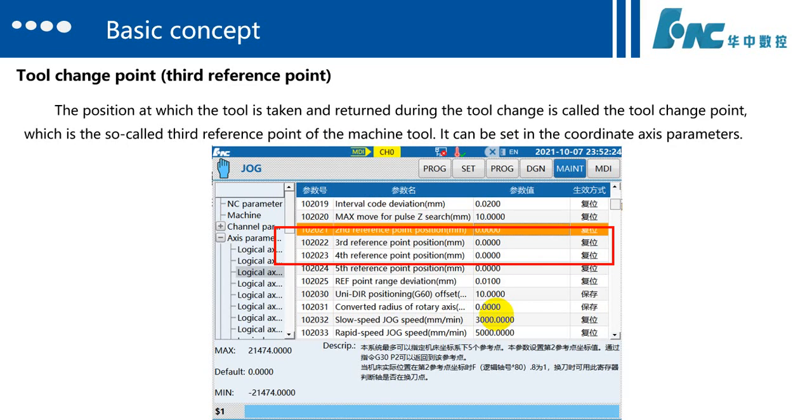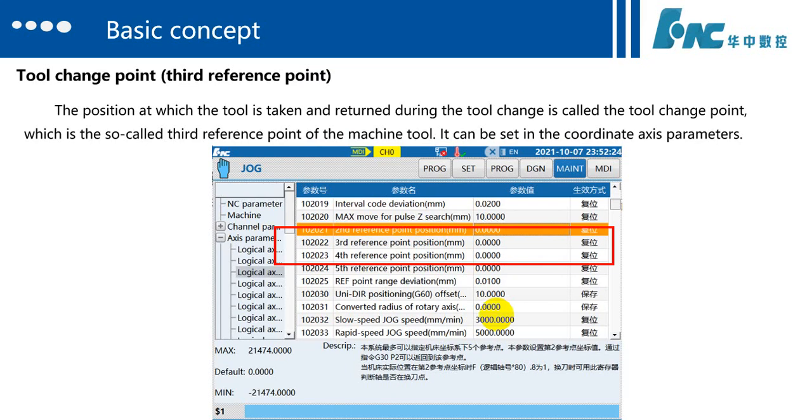Tool change point, third reference point. The position at which the tool is taken and returned during the tool change is called the tool change point, which is the so-called third reference point of the machine tool. It can be set in the coordinate x parameters.